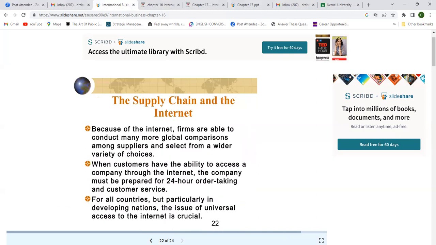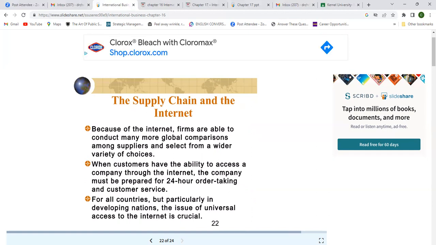The supply chain and the internet. Because of the internet, firms are able to conduct many global comparisons among suppliers and select from a wider variety of choices. When consumers have the ability to access the company through the internet, the company must be prepared for 24-hour order taking and customer service. For all countries, particularly developing nations, the issue of universal access to the internet is crucial.